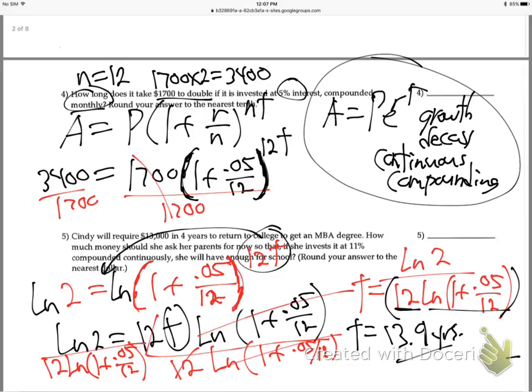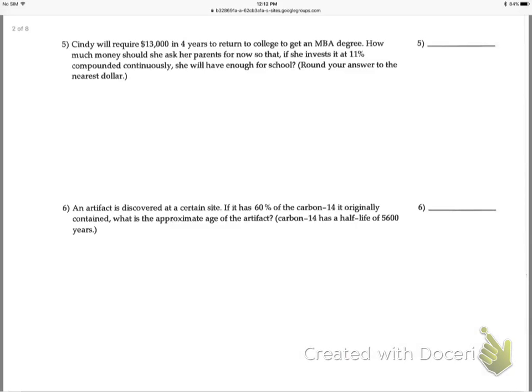We're up at number 5. Sydney requires $13,000 in 4 years to return to college to get an MBA. How much money should she ask her parents for now, so that if she invests at 11% compounding continuously, she will have enough for school? All right, is this PERT or the other one? Compounded continuously. So indeed it's PERT, right? All the growth and decay and the continuous compounding are PERT. So we're going to use PERT.